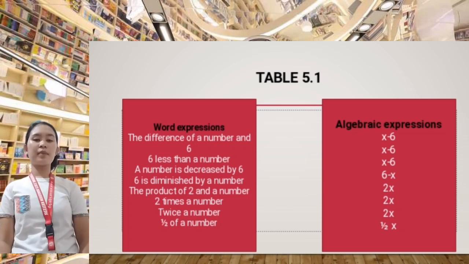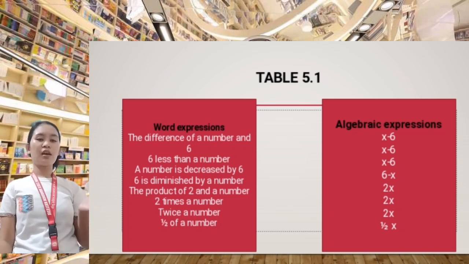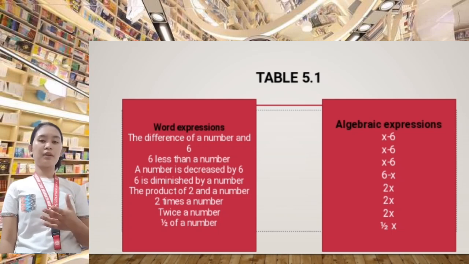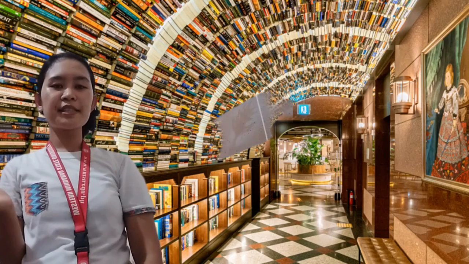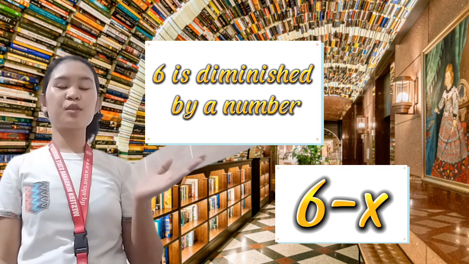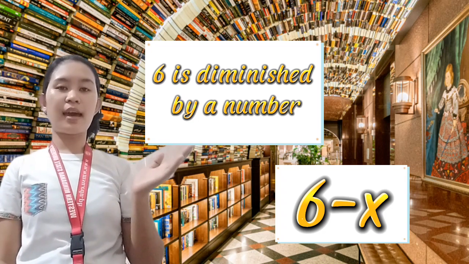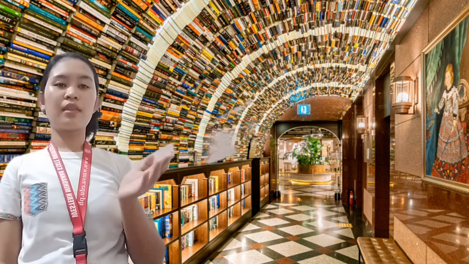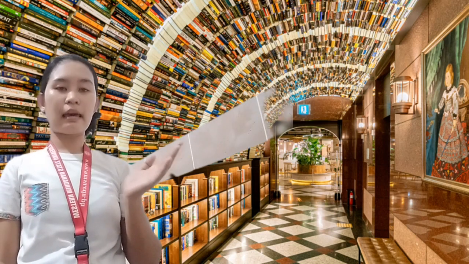Next, a number is decreased by 6. So in algebraic expression, x minus 6. The word decrease here represents subtraction. So that's why we have x minus 6. Note that we use x to represent the unknown number. Next, we have 6 is diminished by a number. In algebraic expression, 6 minus x. The word diminish here represents subtraction. So that's why we have 6 minus x.